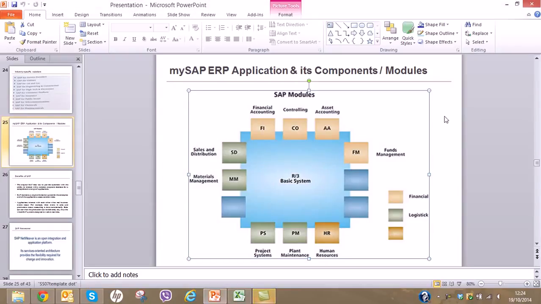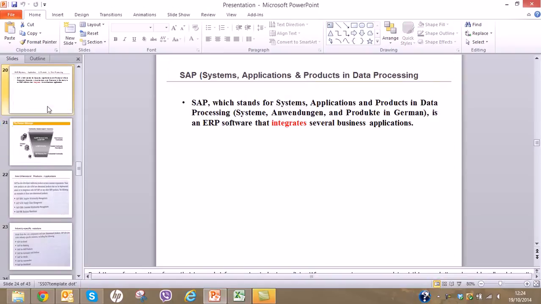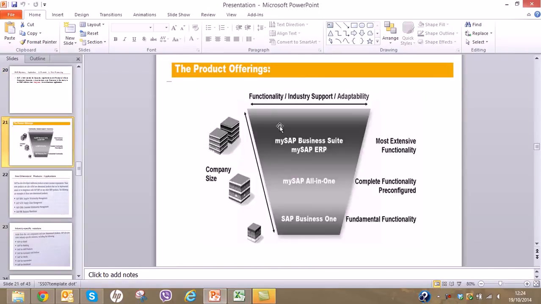Okay, so today's topic is SAP ERP application and its components or modules. Yesterday I told you that SAP ERP is part of SAP Business Suite, that it is a product of SAP Business Suite. Small size companies use SAP Business One, medium size use SAP All-in-One, complete functionality, pre-configured. And SAP Business Suite has the most extensive functionality. What is the meaning of most extensive functionality?